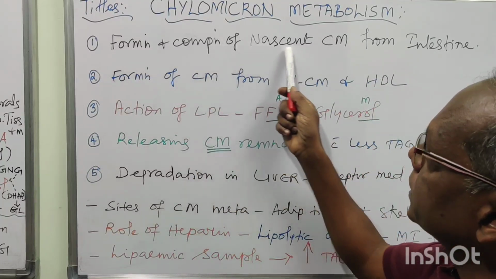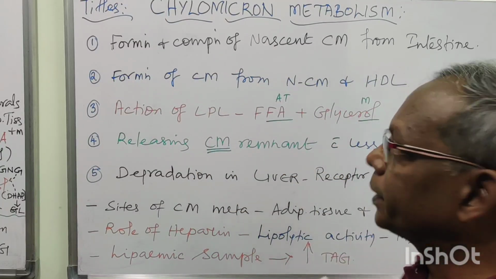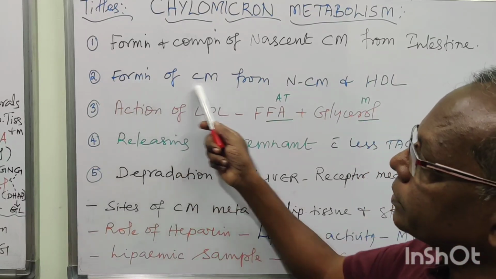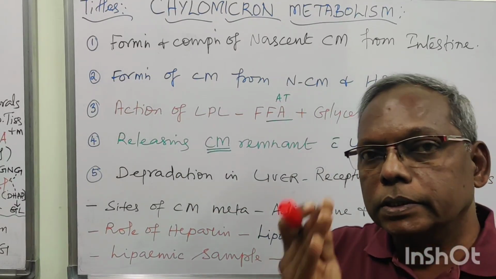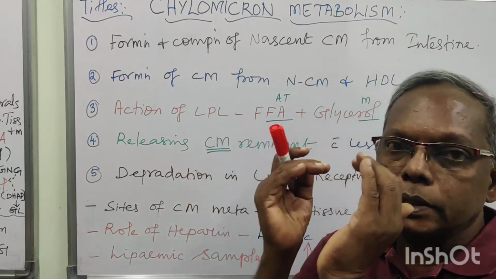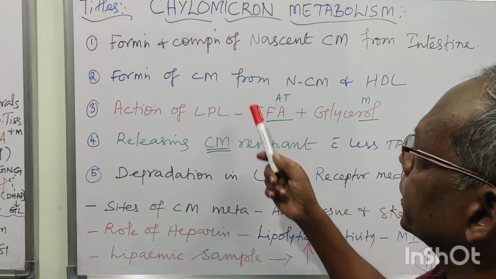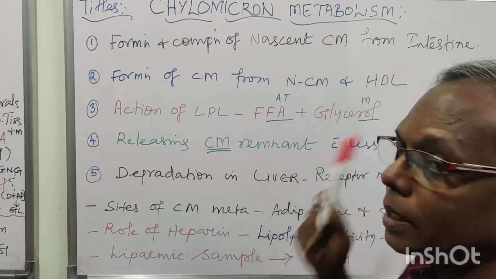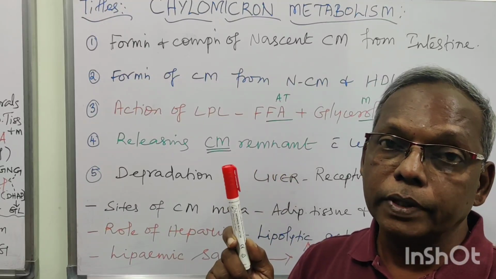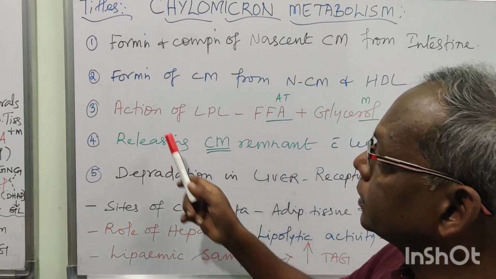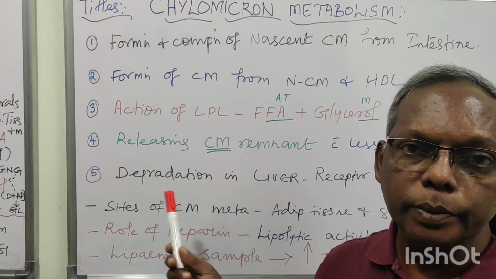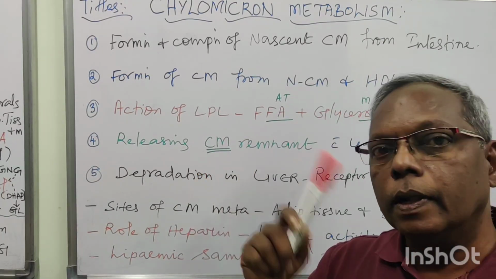First one is formation and composition of nascent chylomicron from intestine, right? Second one is formation of chylomicron. Nascent means immature chylomicron; chylomicron means complete, matured chylomicron, formed from nascent chylomicron and HDL, because HDL releases 2 apolipoproteins for the formation of chylomicron.